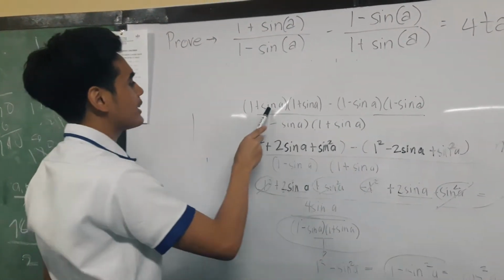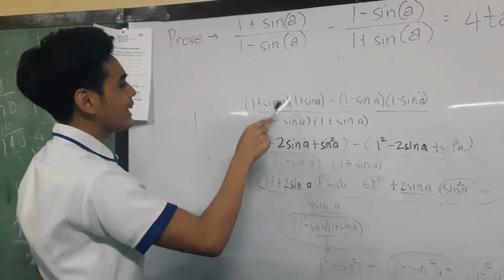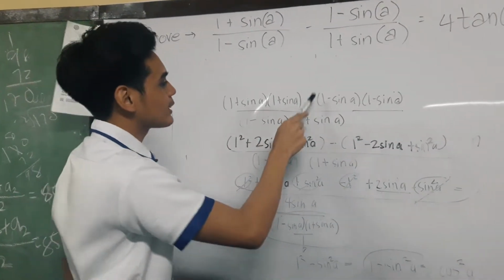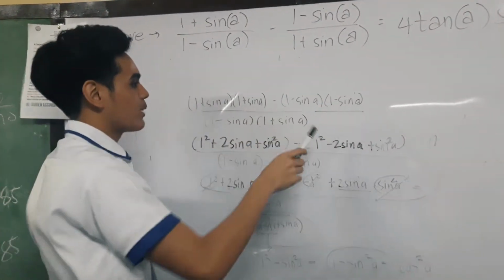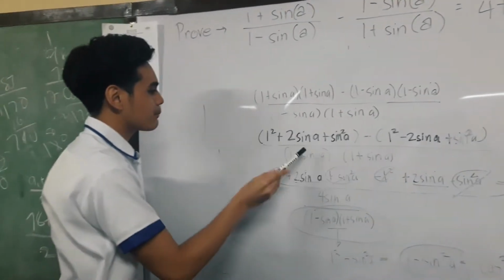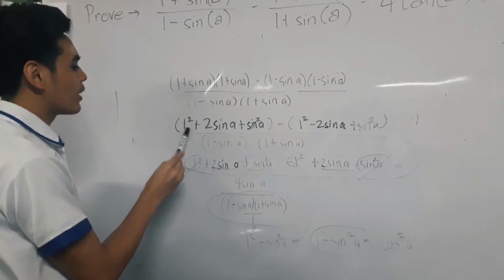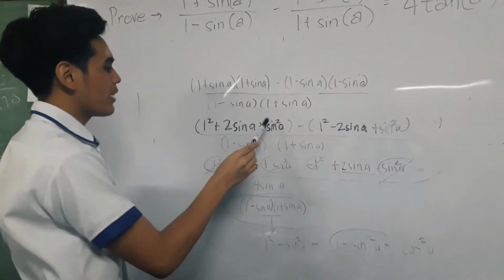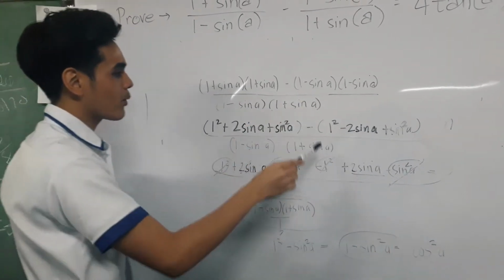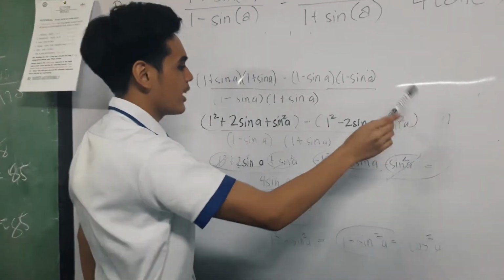So we have 1 plus sine a times 1 plus sine a minus 1 minus sine a times 1 minus sine a. So here is an expanded version, or a bit simplified. So here we have 1 squared plus 2 sine a plus sine squared a minus 1 squared minus 2 sine a plus sine squared a.